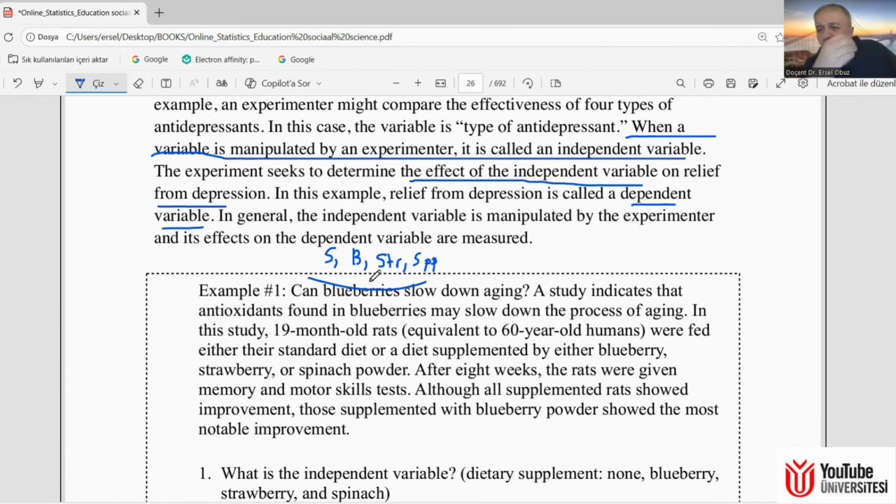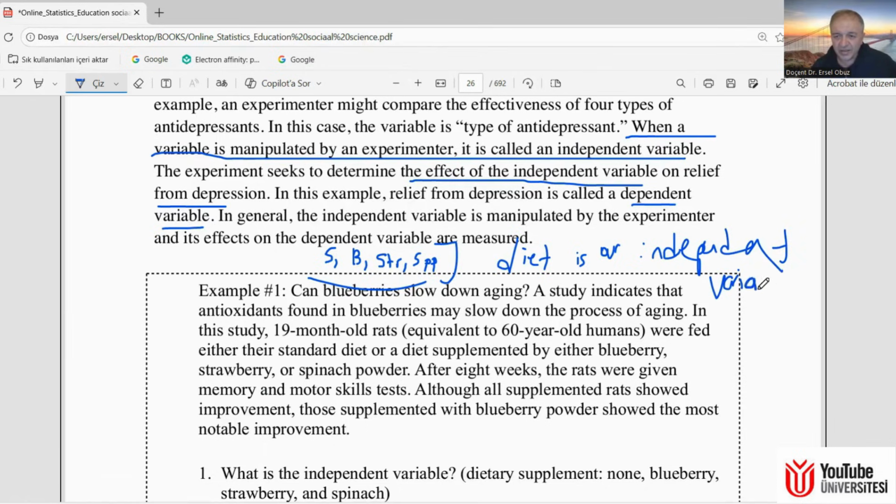Okay, so what we do, we manipulate the diet. Since we manipulate the diet, it means diet is our independent variable. What we are going to measure at the end of the experiment is going to be our dependent variable. After 8 weeks, the rats were given memory and motor skill tests. So it means these test scores will be our dependent variable.